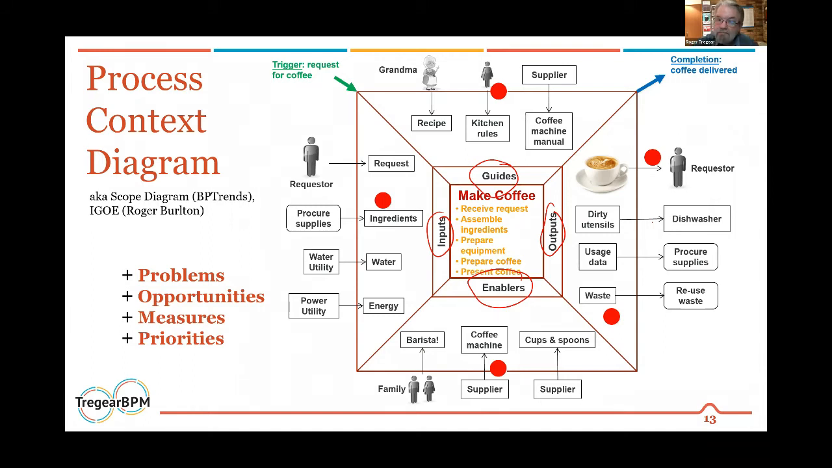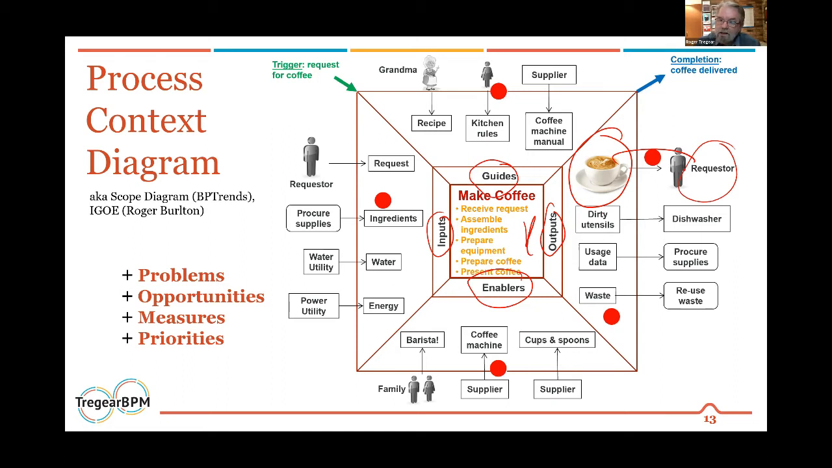But we identify the outputs. I mean, this is a process called make coffee. So, you know, we name the process in the middle and its sub-processes. An obvious output is coffee, and we want to know where that goes to, and it goes to the customer, if you like. That's not the only output though. I mean, we've got these other things: dirty utensils, usage data, waste.